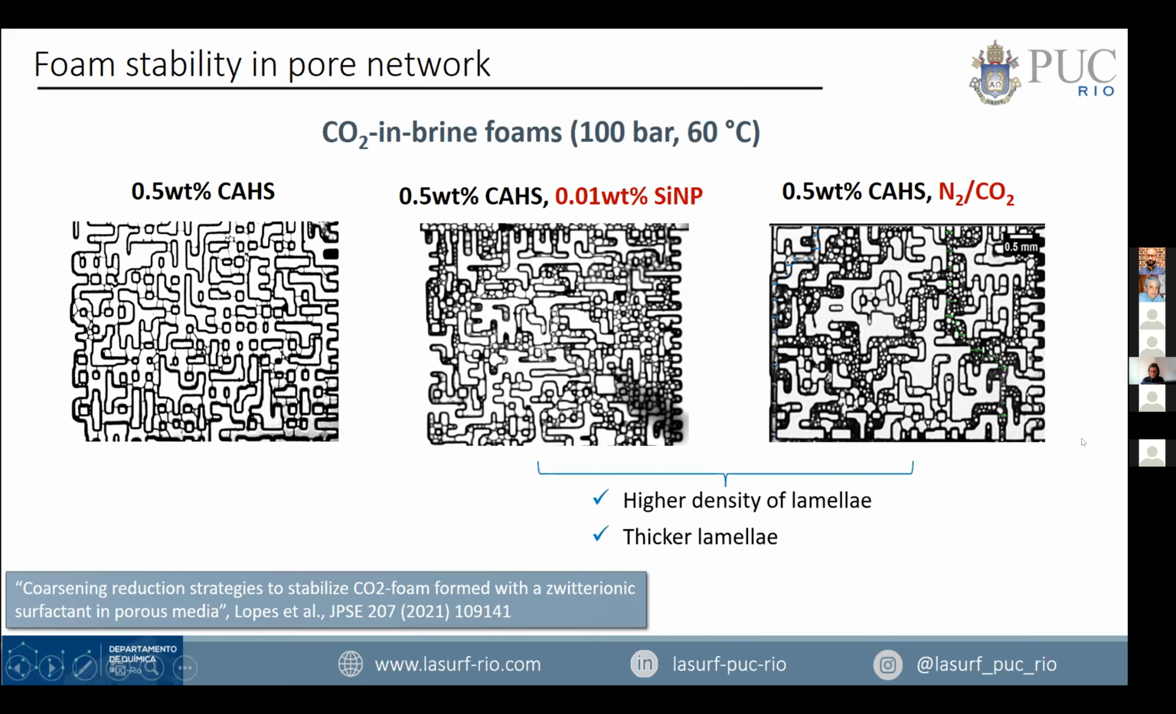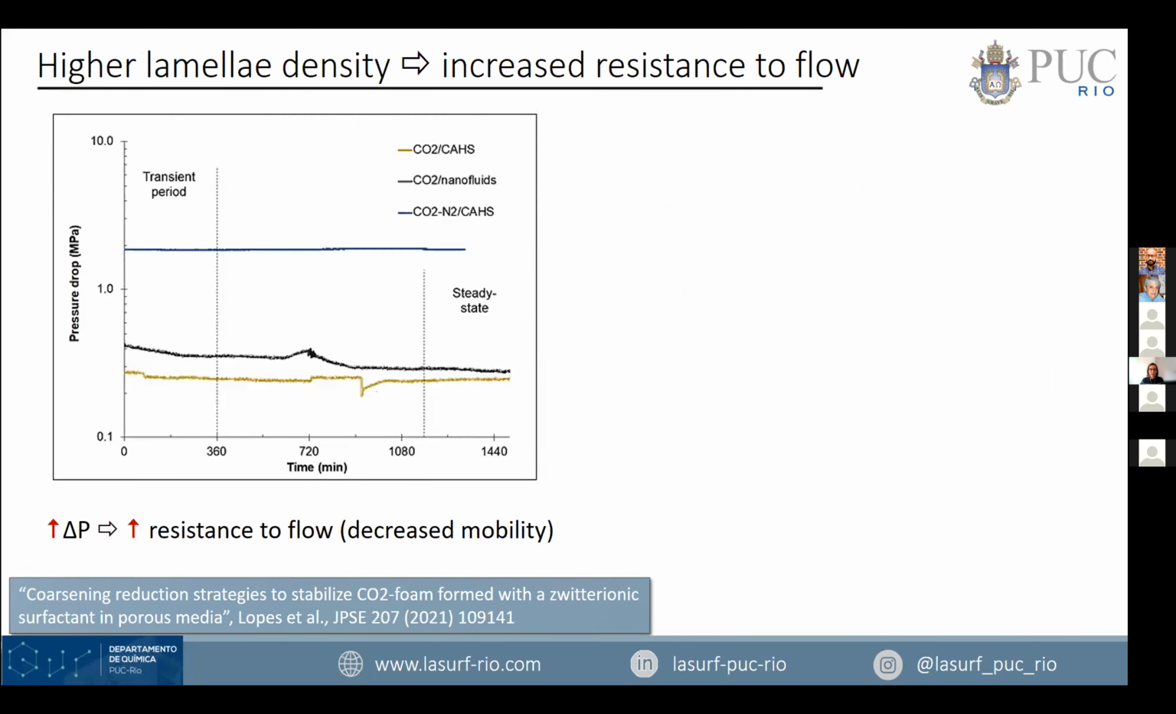So we tried to understand the different mechanisms that can lead to this. And you can see that we compare what we obtain in the micromodel, in terms of structure, with the pressure drop for the different systems. And in this case, this yellow here is the surfactant, and this is the value for the pressure drop.